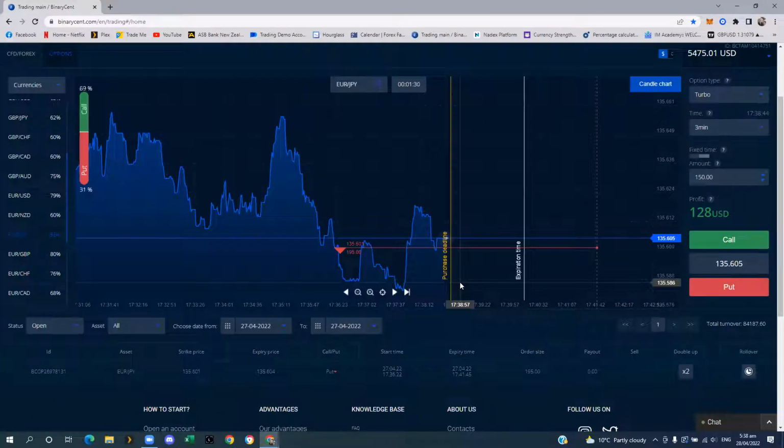Now I'm guessing nobody cleared that one. Let me know. Anybody still in this trade? Let me know. I won't be surprised if everybody didn't clear that one.